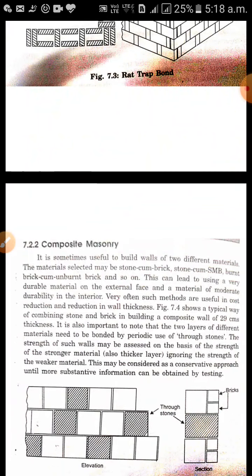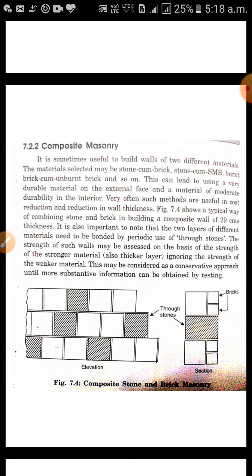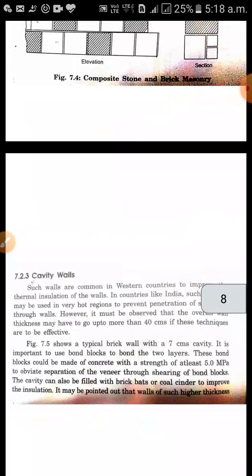And then composite masonry. Composite, as the name suggests, means two different materials. You can have stone cum brick or brick cum unburned brick, anything. So see the diagram. You have through stones. If you have through stones, you can combine two materials. The bonding is achieved by the use of through stones. It's given in the diagram.